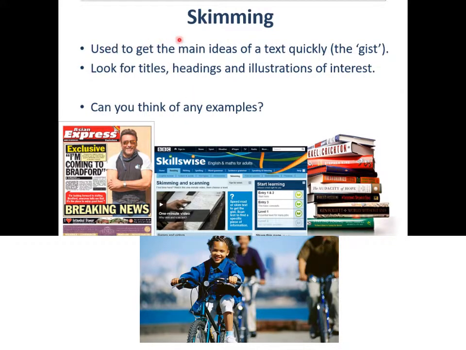Okay, so skimming is used to get the main ideas of a text quickly. So you are actually looking for the gist of it. By reading the titles, the headings and illustrations of your interest, you can straight away get the gist of the text, and then you know that this is what I'm looking for. For example, right over here, you want to know more about this breaking news. When you are looking at this breaking news heading, you know that this is something very interesting.